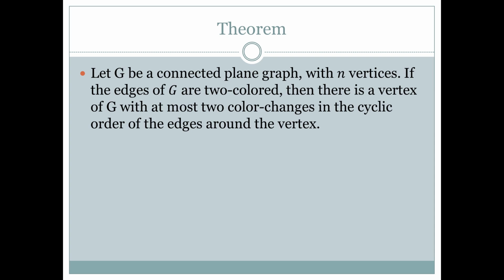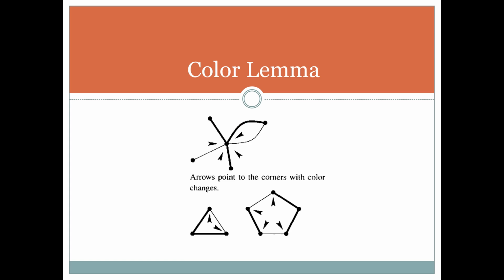So for the theorem, we'll have G be a connected plane graph with n vertices. This is similar to what we did in class. Now, if the edges of G are two-colored, so that all of the edges will be colored with either, for example, black or white, then there is a vertex of G with no more than 2 color changes in the cyclic order. So if we count the changes, for example, looking back here, if we look at the top one, the vertex changes color at 4 different spots at the arrow.